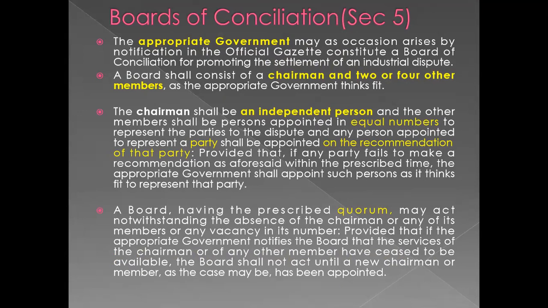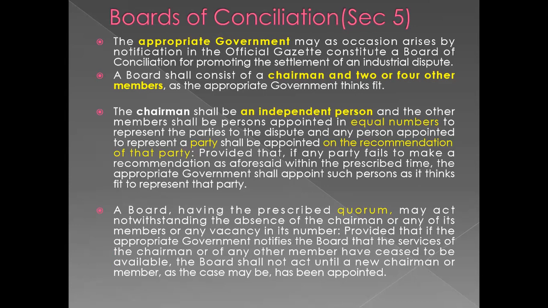The appropriate government, through a notification in the official gazette, constitutes a Board of Conciliation for promoting the settlement of industrial disputes. The Board of Conciliation consists of a chairperson and two or four other persons, as the appropriate government deems fit. One chairperson and two or more other persons, and one shall be a woman.